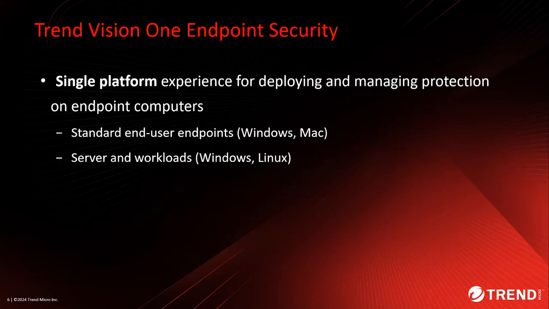Key benefits include single console management. Use the same Trend Vision 1 console you're familiar with for risk insights, extended detection and response, and attack surface risk management. Next, you'll have comprehensive endpoint protection, which secures your entire endpoint environment, including traditional desktops, servers, and cloud-based workloads. Finally, seamless integration. It easily integrates Trend Vision 1 endpoint security with your existing Trend Micro solutions or migrates security events from other products.